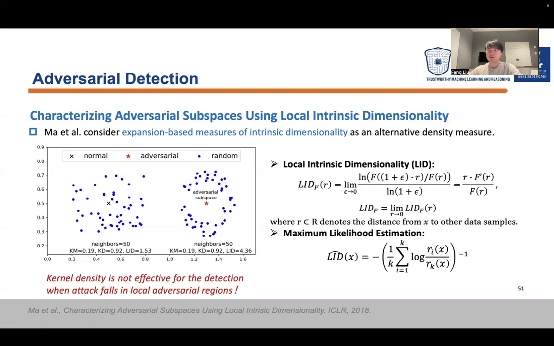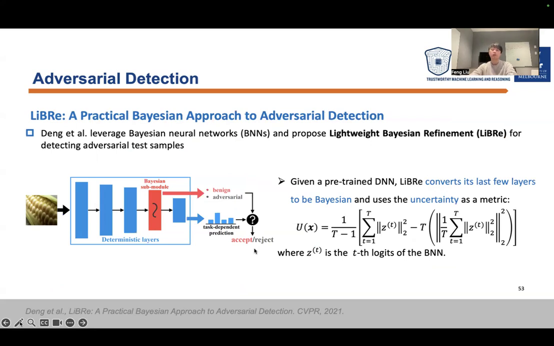So in this work, they consider the local intrinsic dimensionality to help us identify if a point really lies off the manifold of the data points we are considering. And you can see that based on this metric, LID, the value is very different, and a higher value means that it's far away from the manifold. After this work, researchers also proposed a lightweight Bayesian refinement for detecting adversary test samples. Given a pre-trained deep network, the library converts its last few layers to Bayesian and uses uncertainty as a metric, and trains a model to detect if this one is an adversary or a benign or natural example.